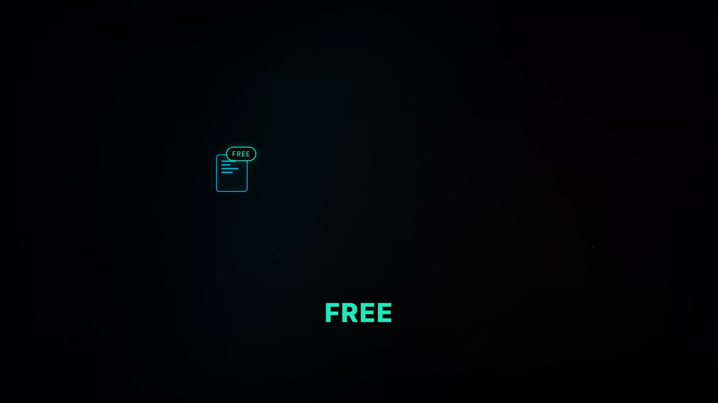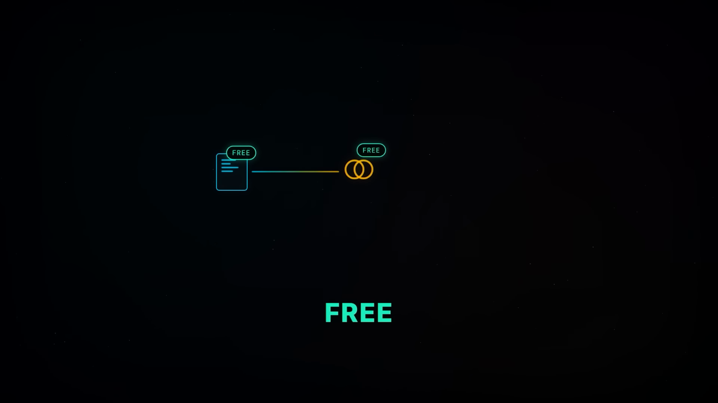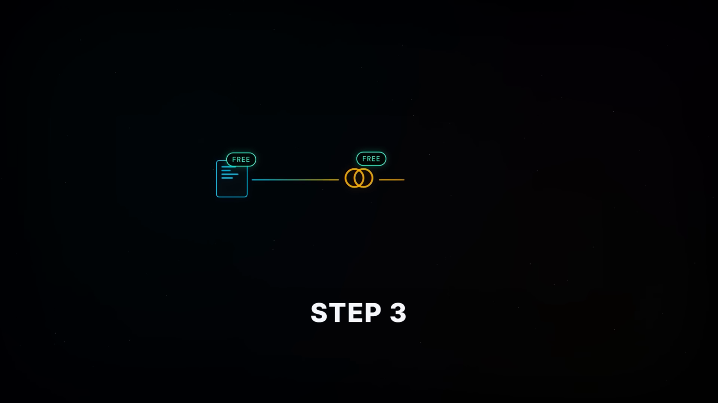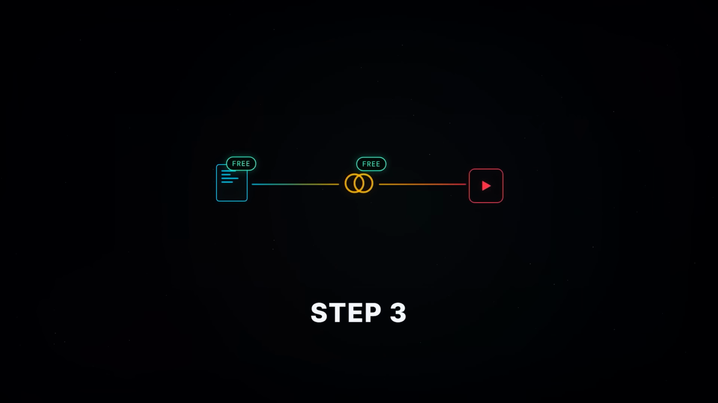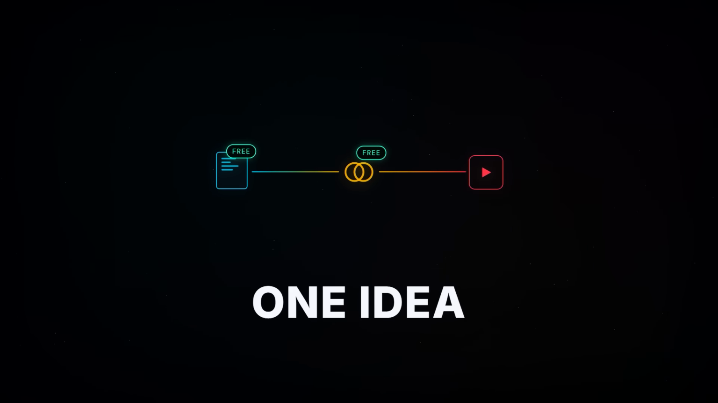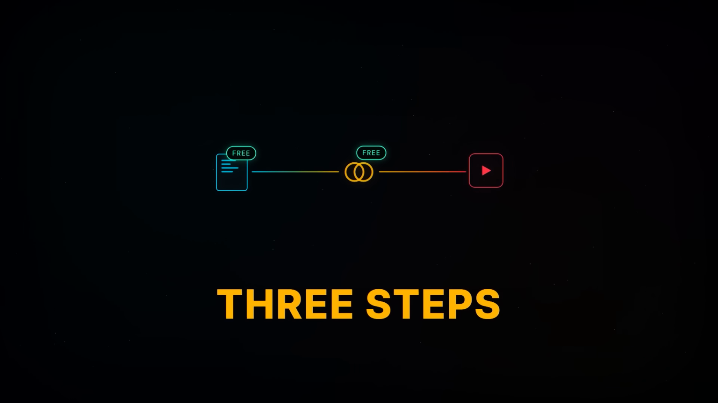1 paragraph into Storyboard Studio gives you the screenplay, the character, the camera angles. Free. ChatGPT turns that screenplay into 6 ready prompts in 60 seconds. Free. Veo animates each scene with built-in audio and lip sync, 5 clips a day. 1 idea, 3 steps, 1 free studio.